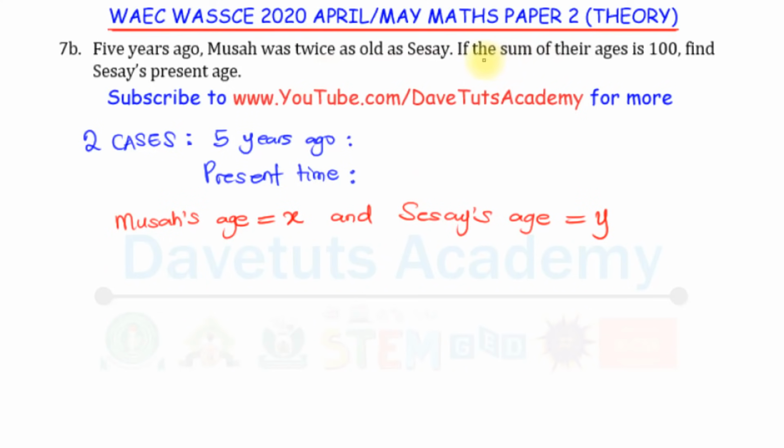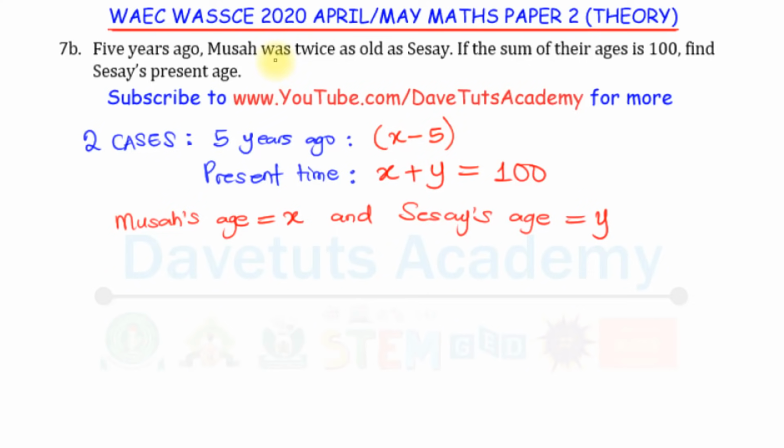First, we're told that the sum of the ages is 100. That means X plus Y is equal to 100. That's presently. But we're told that 5 years ago, Musa was twice as old as Sese. So what's Musa's age 5 years ago? Since he's X today, 5 years ago, it will be X minus 5. Okay, that's 5 years ago for him.